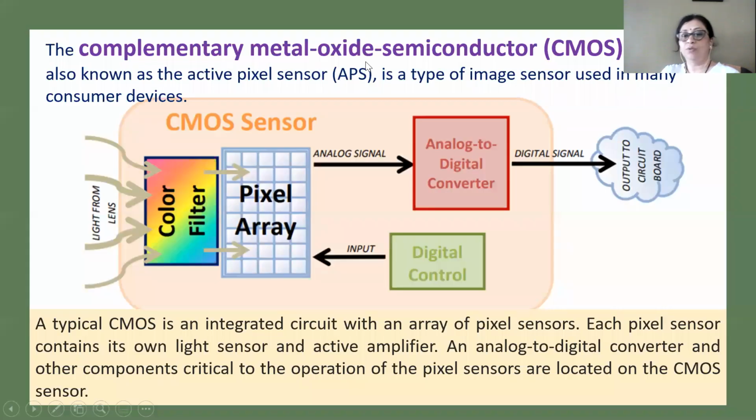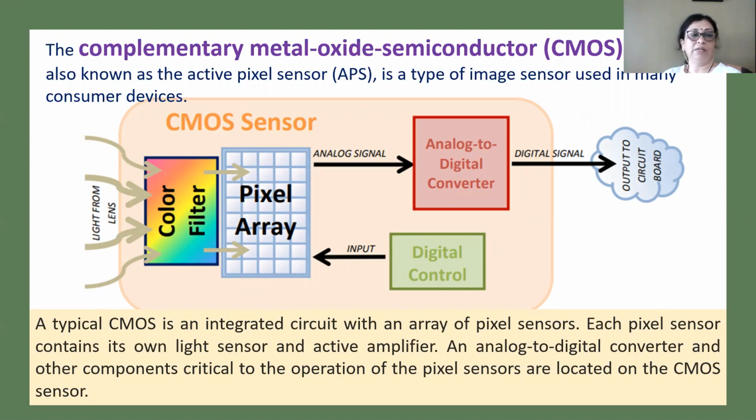Okay. Now let us go to the second type of image sensor, which is the complementary metal oxide semiconductor sensor. So CCD device is also called a passive pixel sensor, but this CMOS image sensor is called an active pixel sensor. So these are used in many consumer devices. Now, typically a CMOS sensor is an integrated circuit, just like CCD, with an array of pixel sensors.